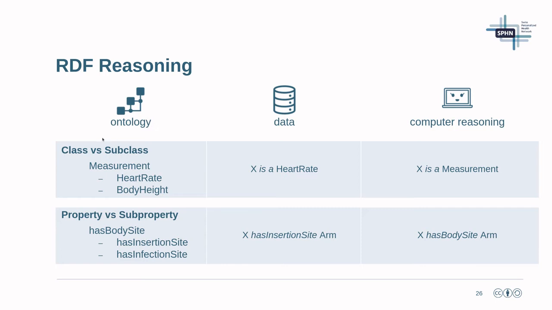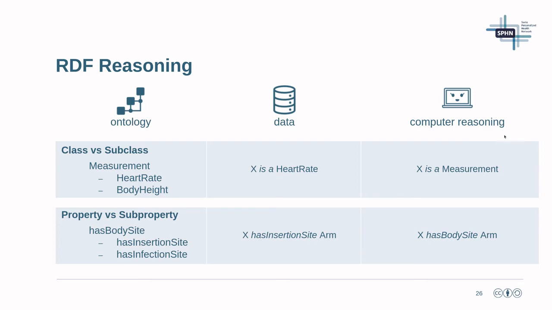In ontologies you can define hierarchies with classes and subclasses. So here we have a measurement under which we have a heart rate and a body height. Body height is a type of measurement and heart rate is also a type of measurement. We also have the same with properties and subproperties, where we can define hierarchies in the way we define properties. Then we have some data that tells us that X is a heart rate, or for example, that X has an insertion site arm.